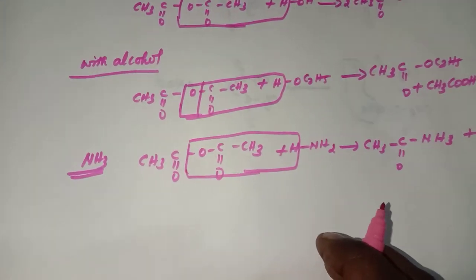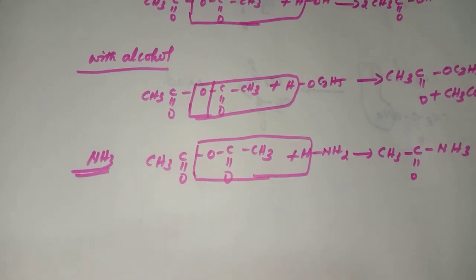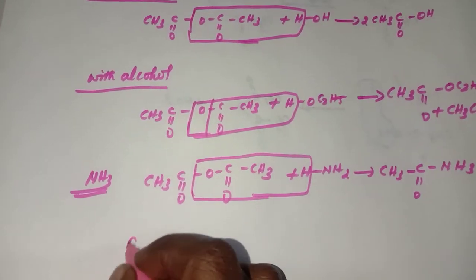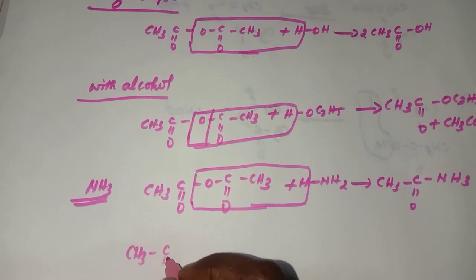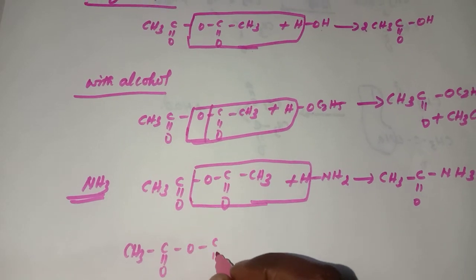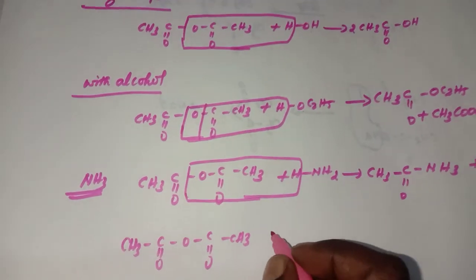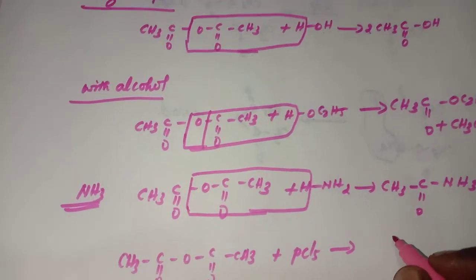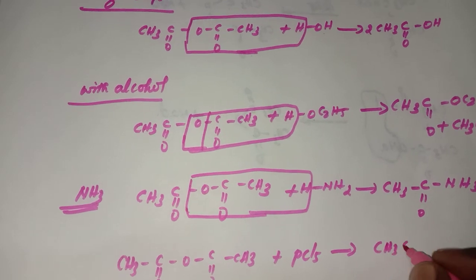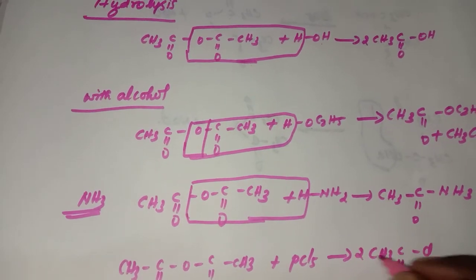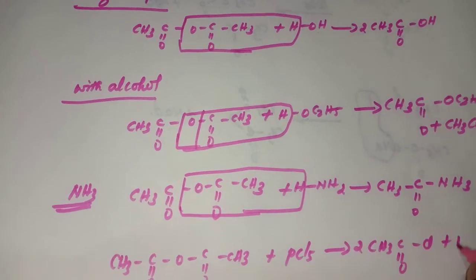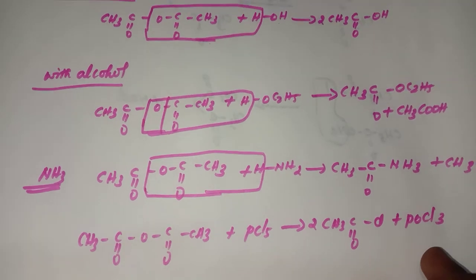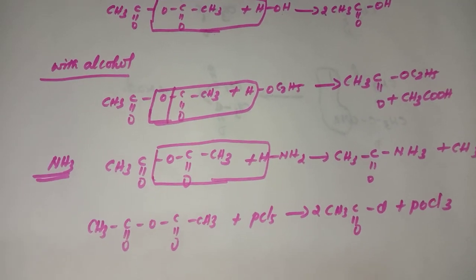The last one is reaction with the phosphorus pentachloride. Acetic anhydride, that is CH3C=O O C=O CH3. When it is treated with PCl5, phosphorus pentachloride, we will be getting acetyl chloride, CH3C=O Cl. 2 molecules of acetyl chloride will be obtained. Then POCl3 is also a product. These are all the chemical properties of acetic anhydride.